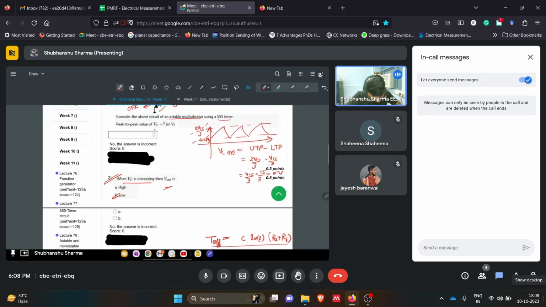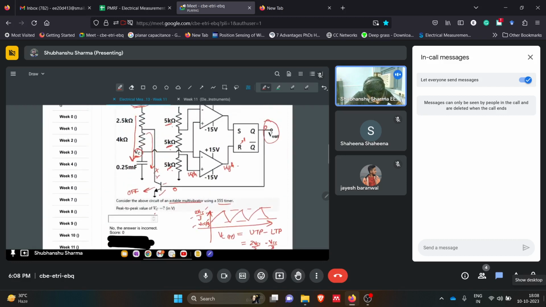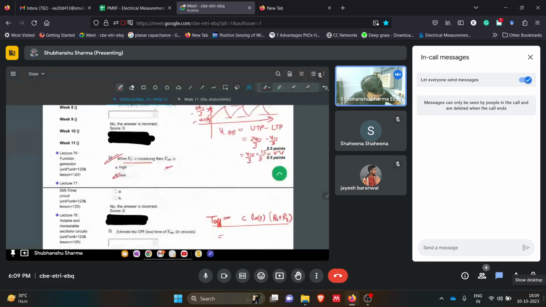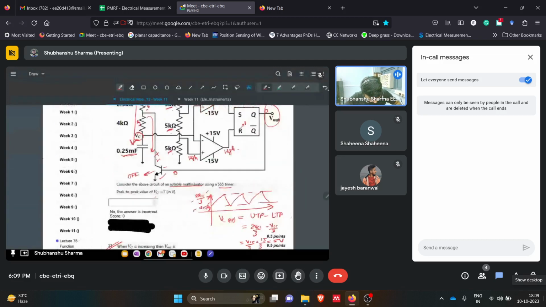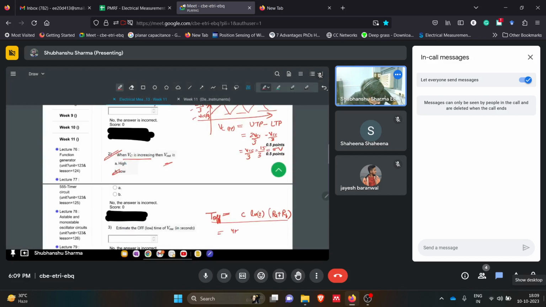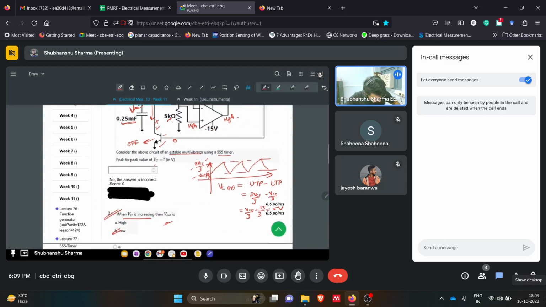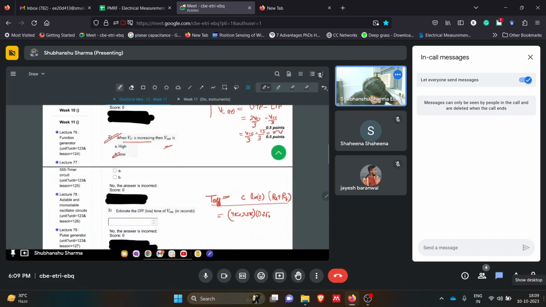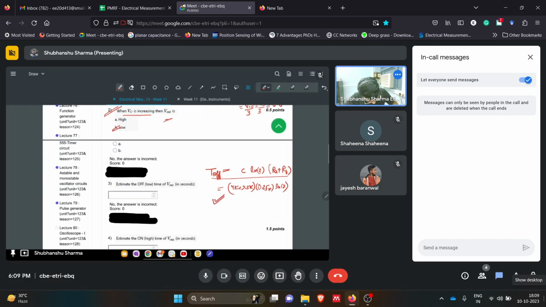So if you know these values, C is this, RA was this, and RB was this. Let me check first. Yeah, this one was RA, this one was RB, and then we can get this formula. So 4 kilo plus 2.5 kilo into C, which is 0.25 milli, into ln of 2. So you can get the answer easily.